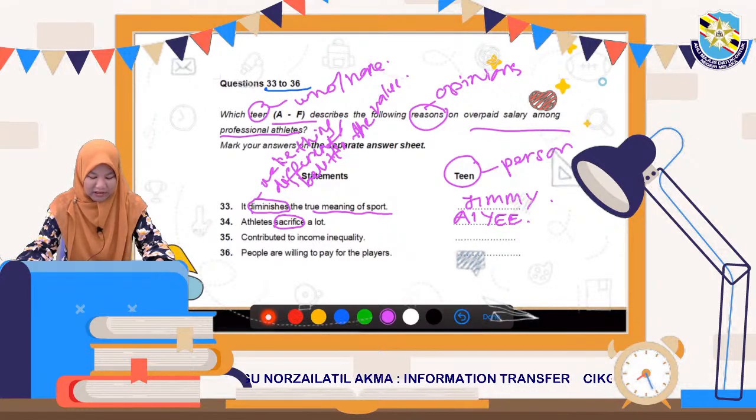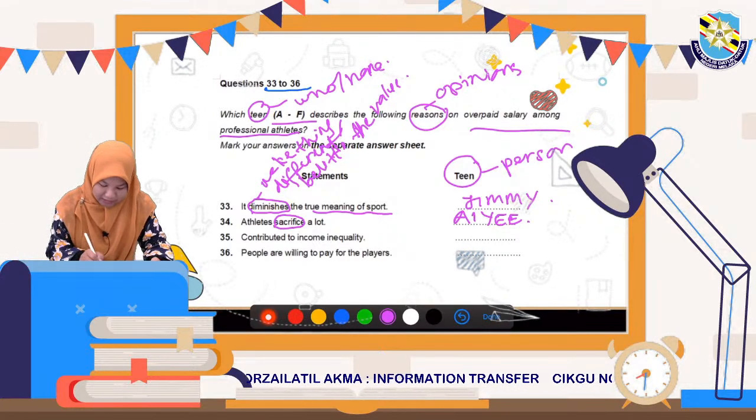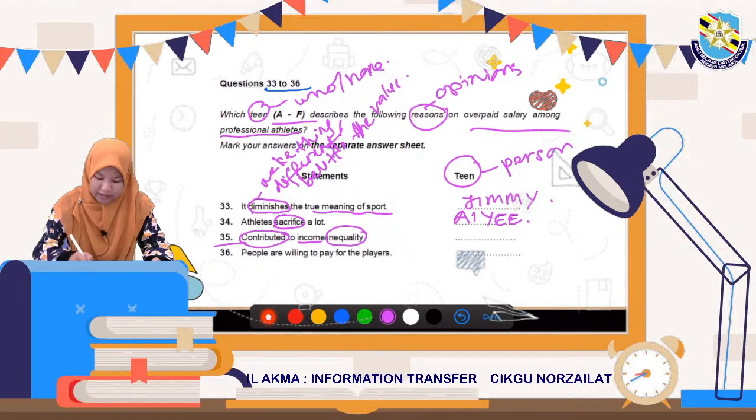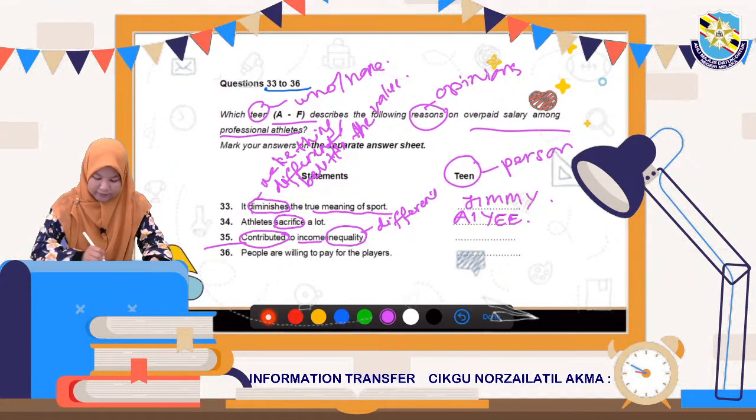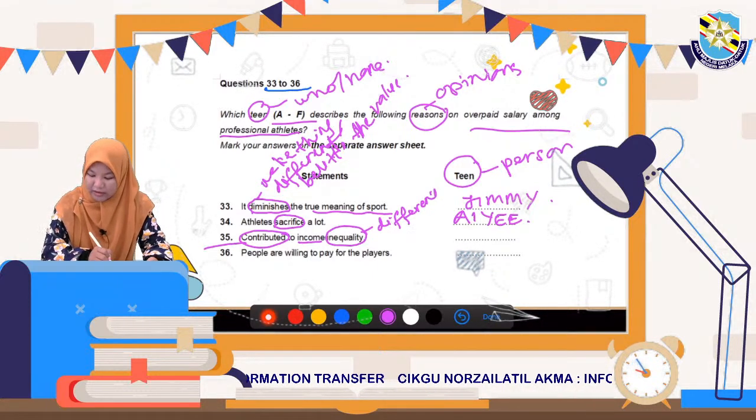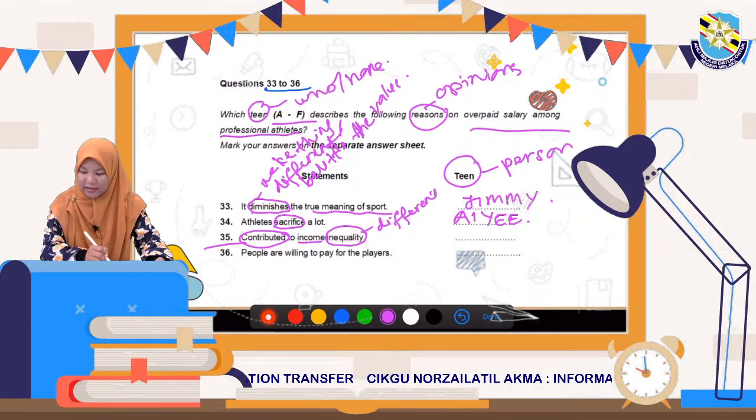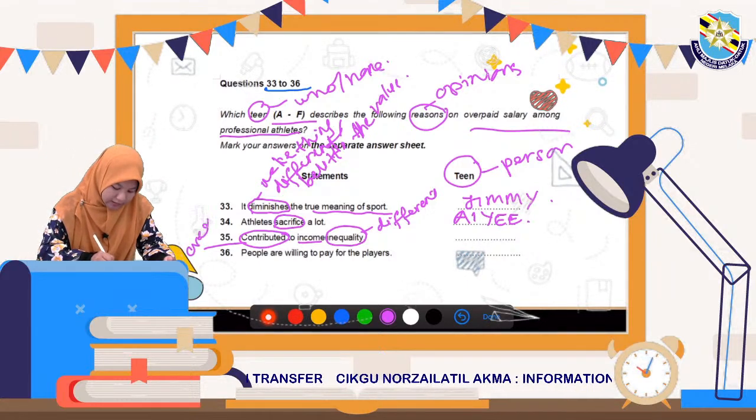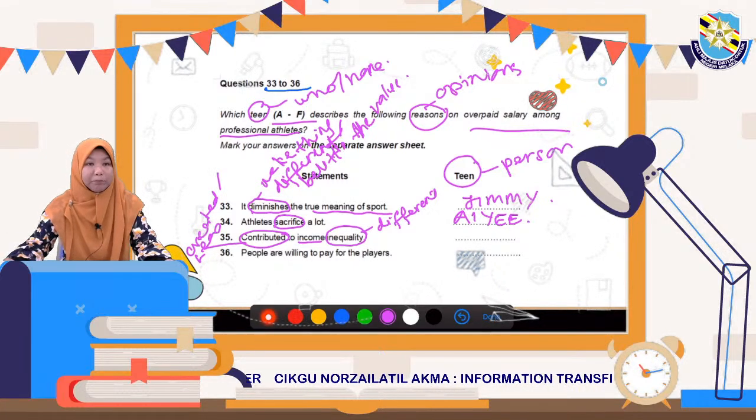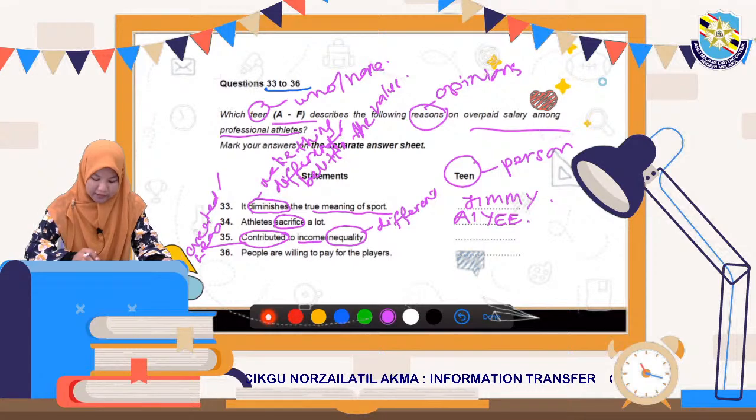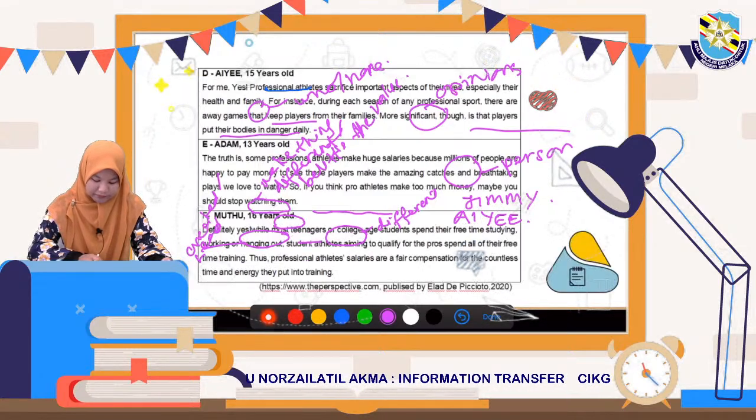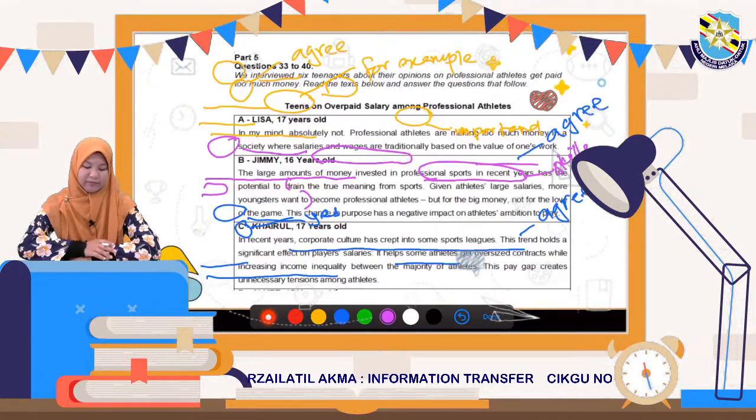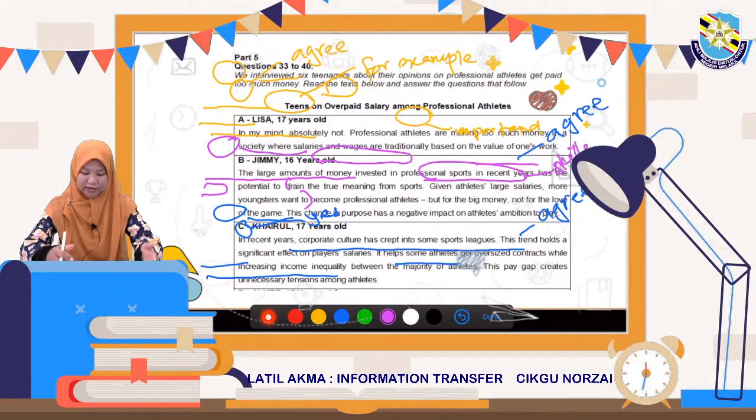Okay, 35. Contribute to income inequality. Inequality means different. Contribute means it actually creates or leads to a difference in income. Let's have a look at this one. The answer will be in this section.